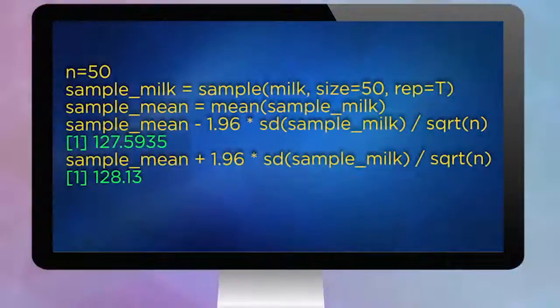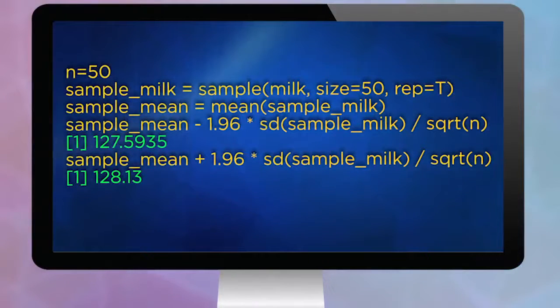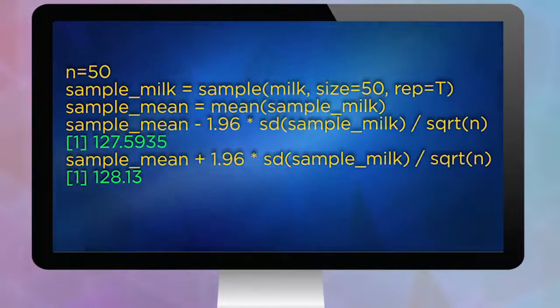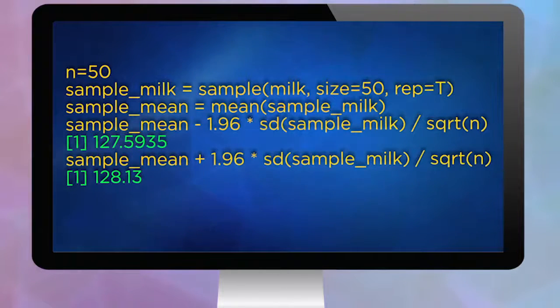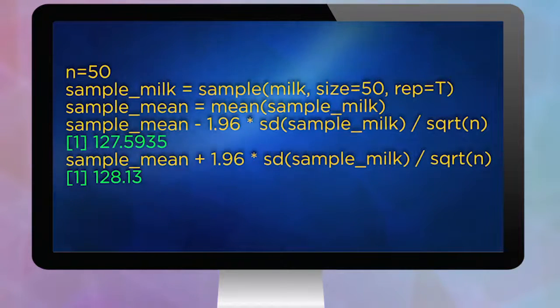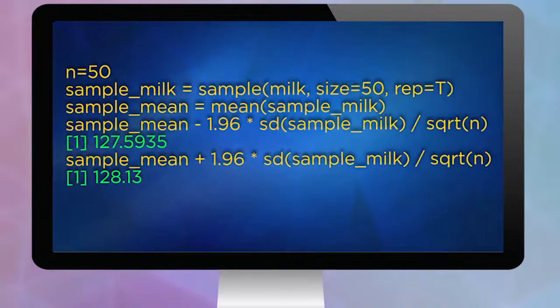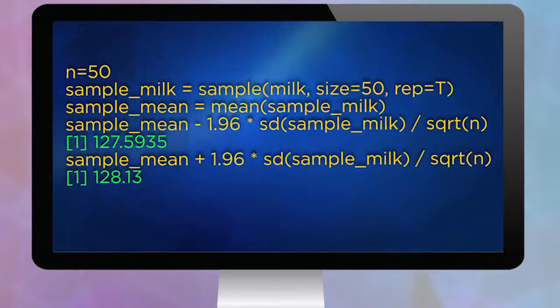So we can calculate a 95% confidence interval for this sample mean. Let's do that in R. Here's our sample size of 50. We've got a sample of milk, and we've got the sample mean. The next row shows you where I'm taking the sample mean and subtracting 1.96 times the standard deviation divided by the square root of n. Right? So that's going to be my lower limit for the confidence interval. You see that's 127.59. For the upper limit, I'm going to take the sample mean and add 1.96 times the standard deviation divided by the square root of n to get an upper limit of 128.13.